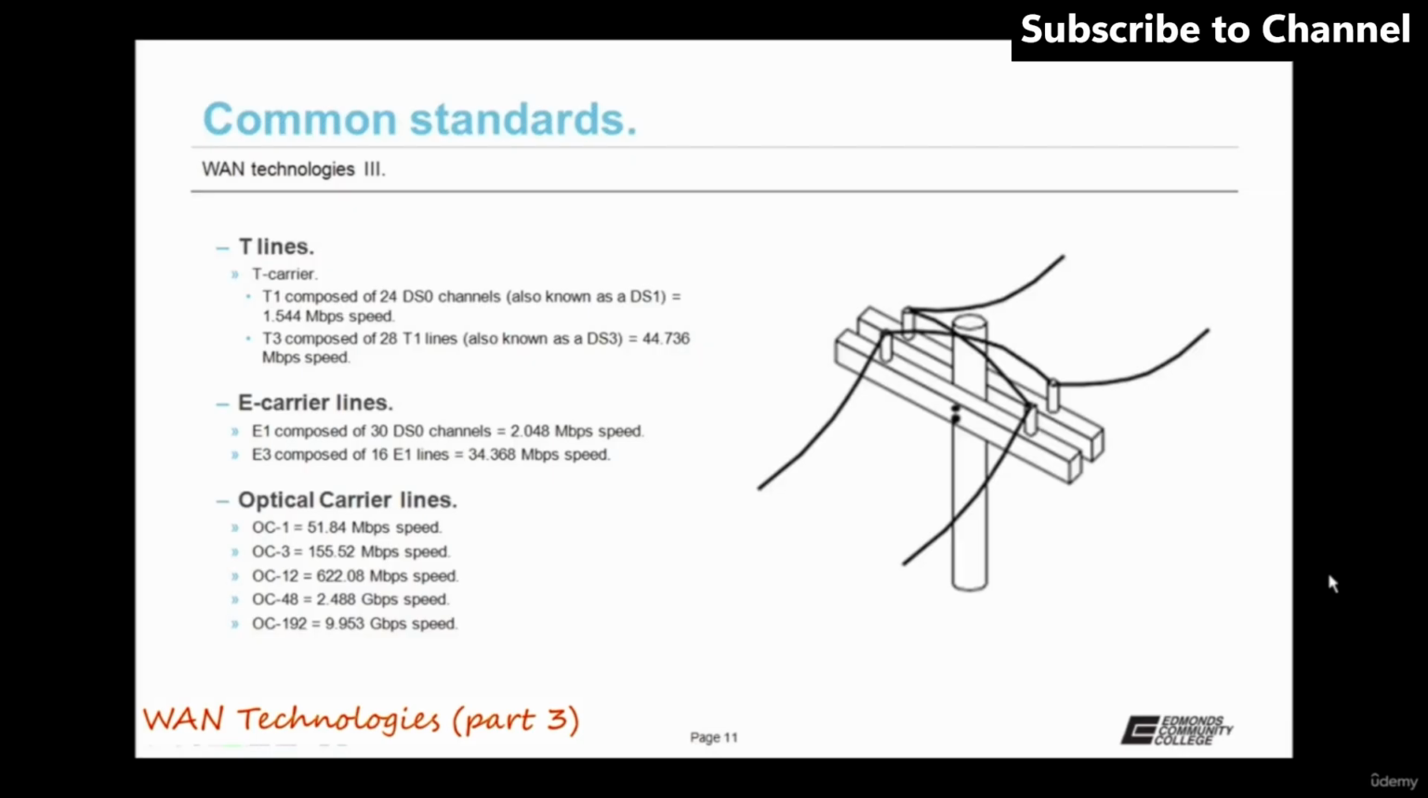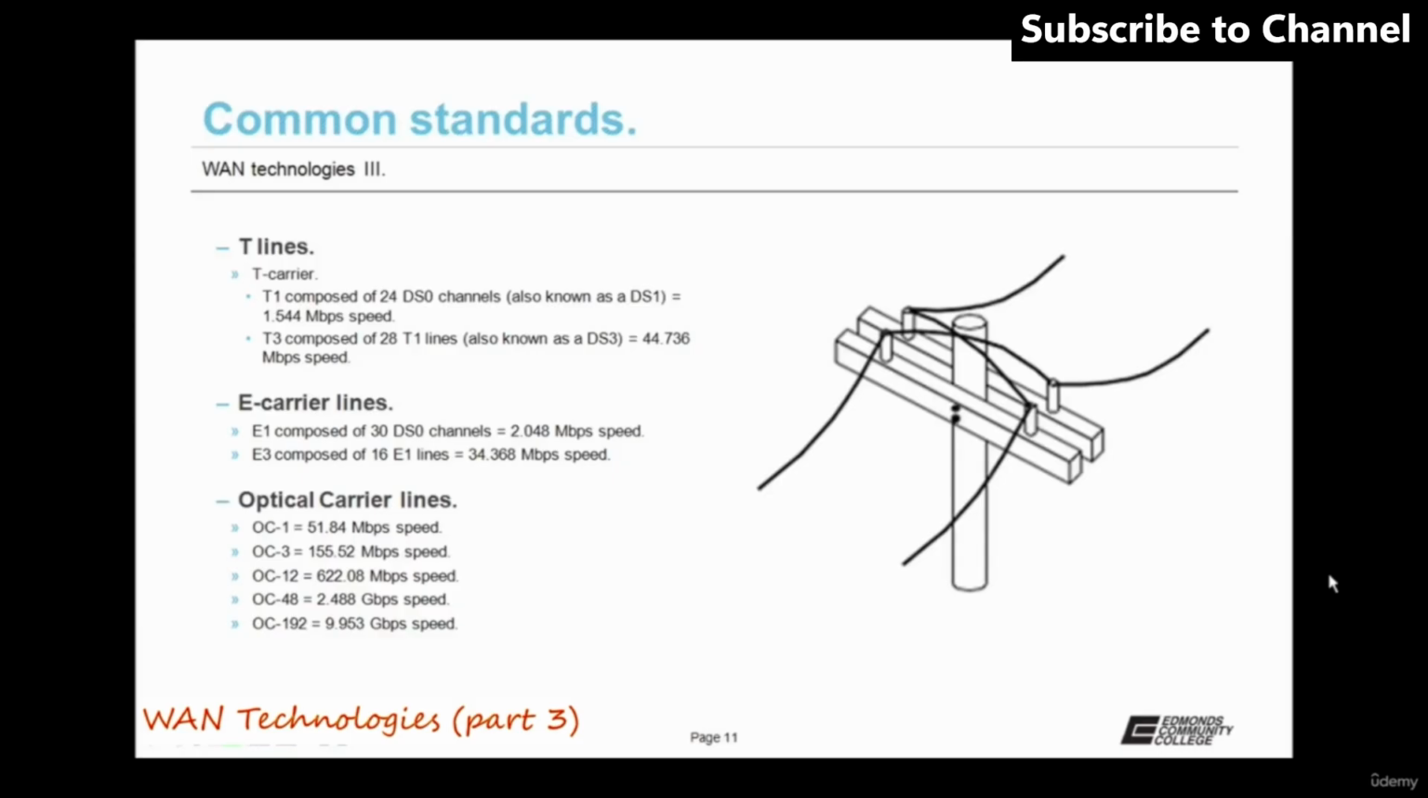44.736 megabits per second. If you're in Europe, you might lease an E1 line. An E1 line, which is composed of 30 DS0 channels, can achieve speeds of up to 2.048 megabits per second. Just as with the United States, if that's not fast enough for you, you can lease an E3 line, which is composed of 16 E1 lines, which gives you up to 34.368 megabits per second speed. While a T1 is slower than an E1, a T3 is faster than an E3.